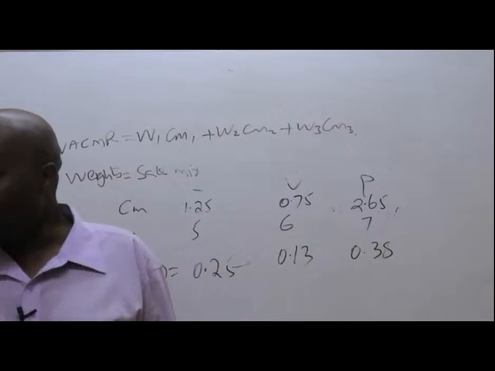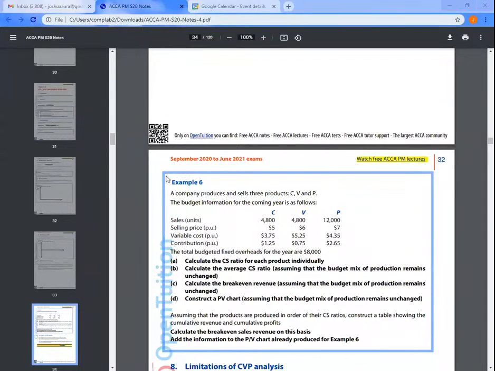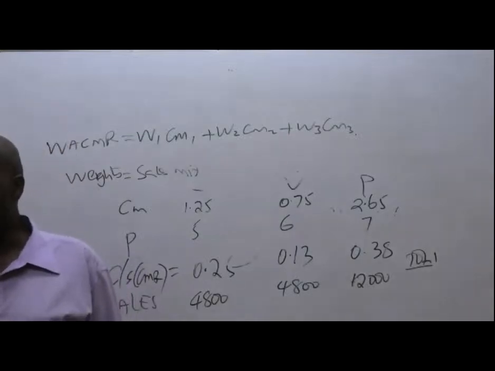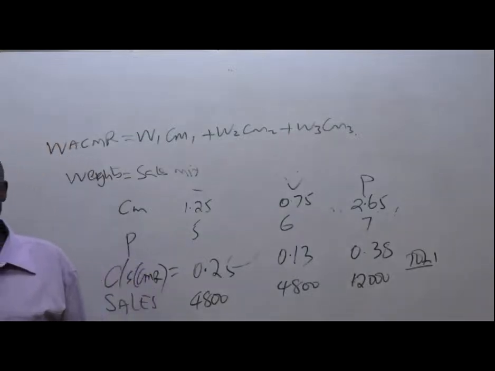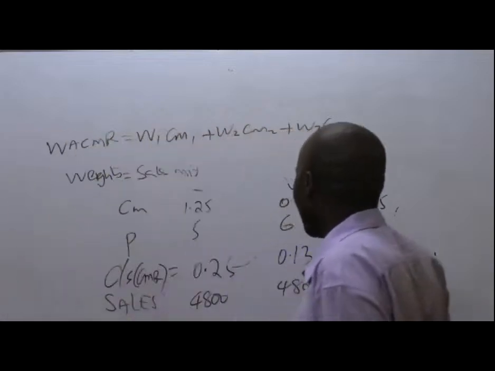So for us to get the weights, I'm able to see the sales units up there. I'm able to see 4,800 here. I'm able to see 12,000 as well. So could you kindly give us the total? Please give me the total because I would want the weights, the sales proportions. So somebody gives me 21,600.